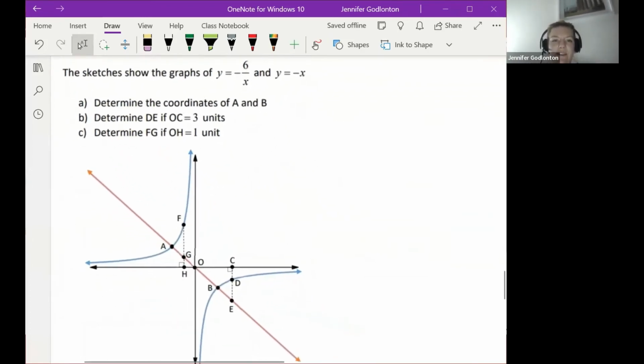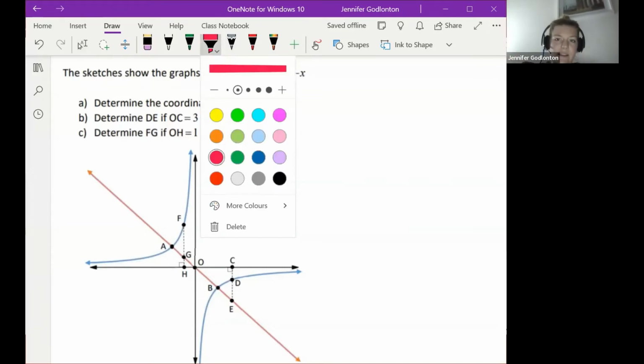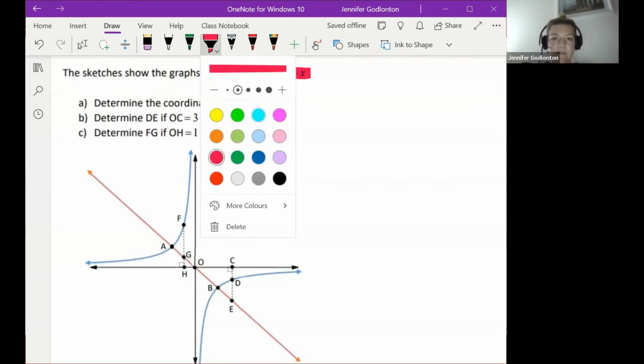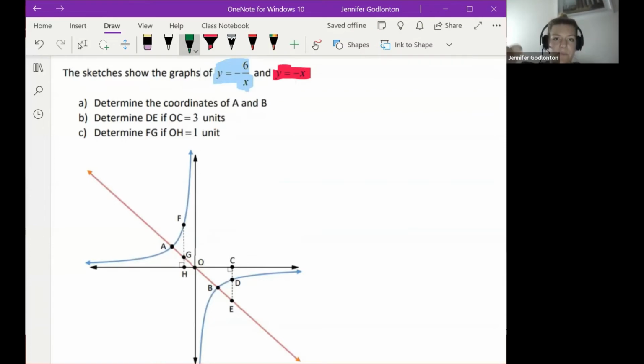Okay, the sketches show the graphs of y equals -6 over x. So that's our blue graph, that's our hyperbola. And then we also have y equals -x. That's our red line. So we've got a hyperbola and we've got a straight line. All right, let's try and break this up step by step.